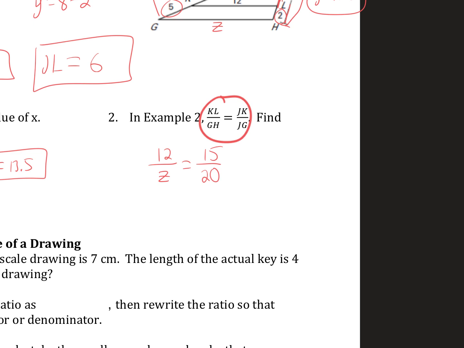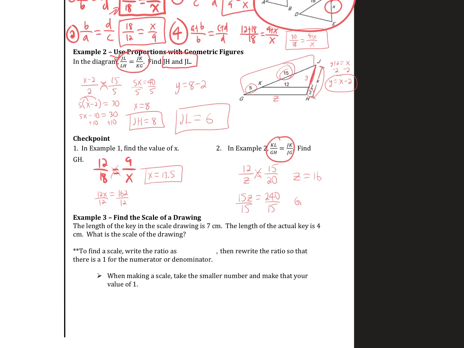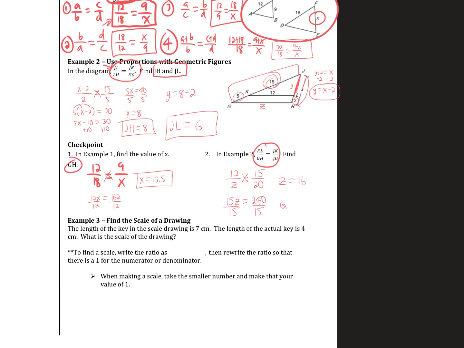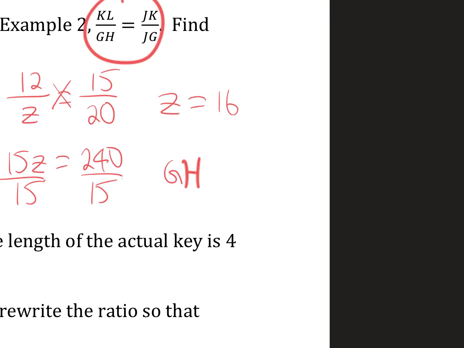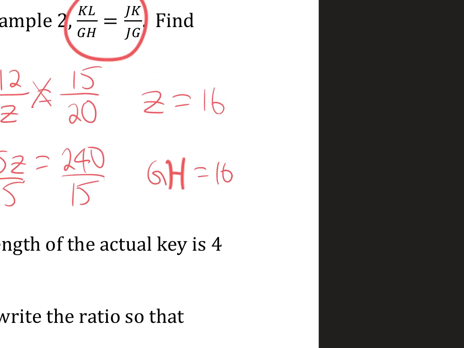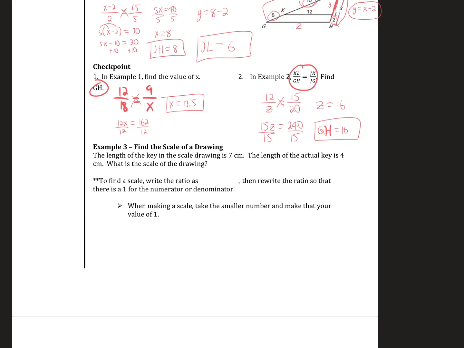We're going to cross multiply. So we have 15z. 12 times 20 is 240. Divide by 15. We get z equals 16. That's not just z, that's actually GH, which I wanted you to find over here. I forgot to mention that. GH equals 16. All right, so that's how you work with proportions here.